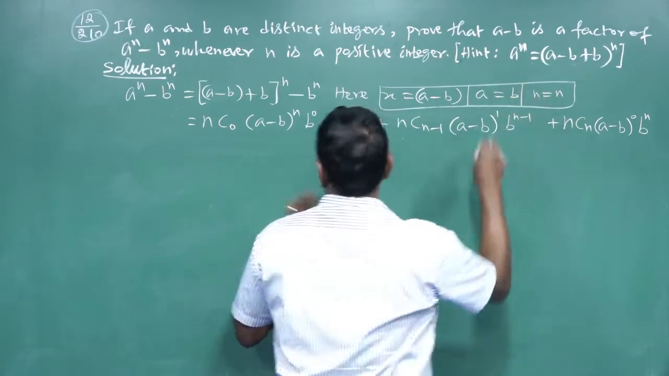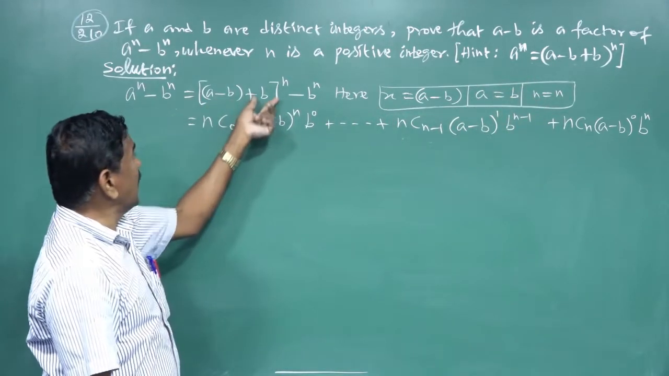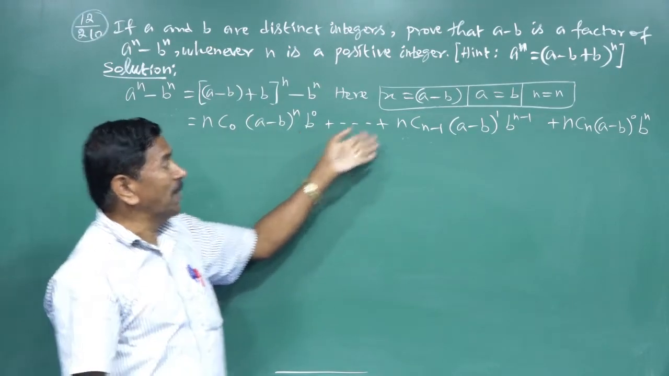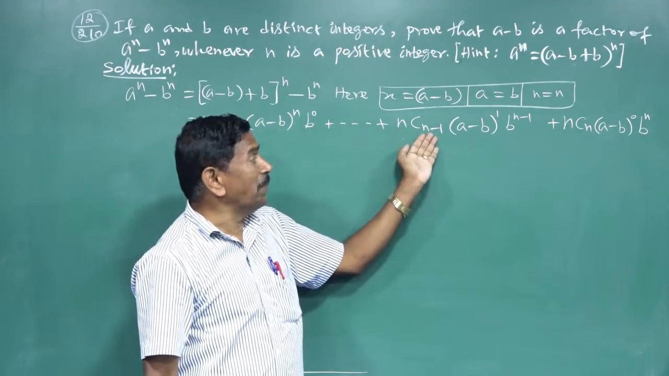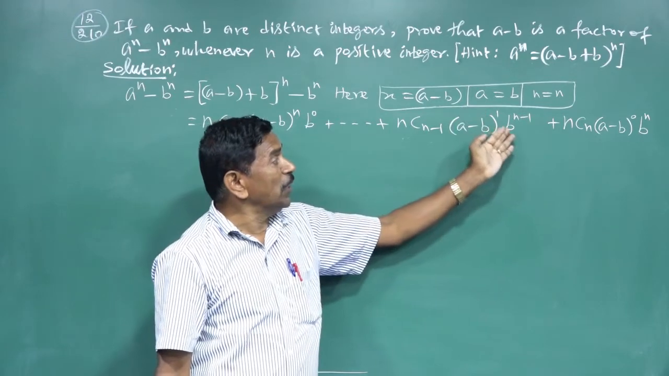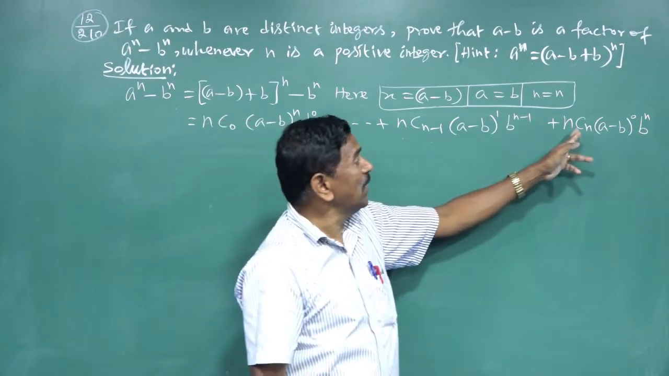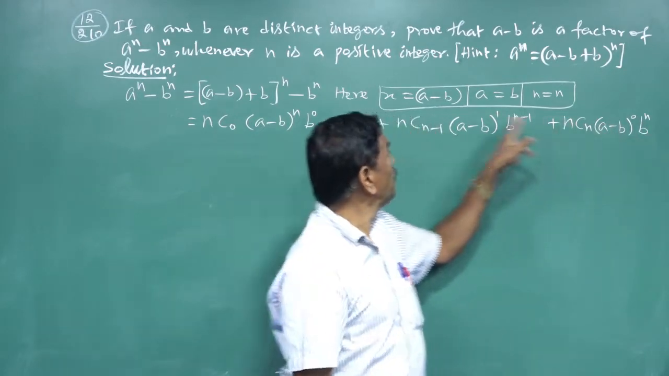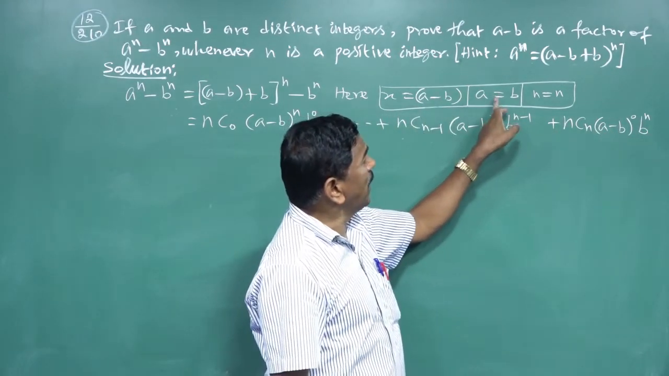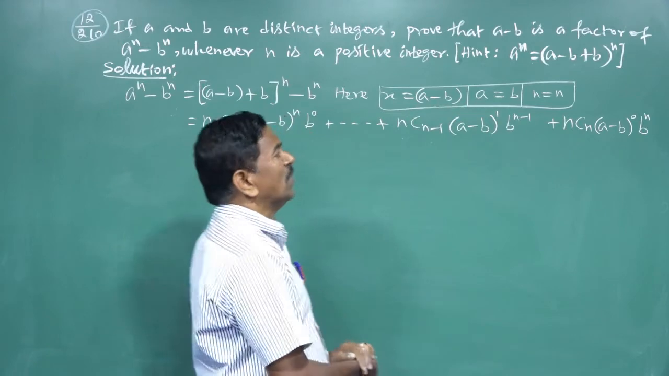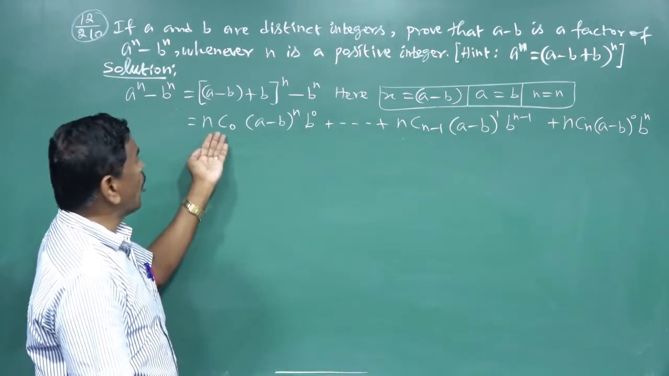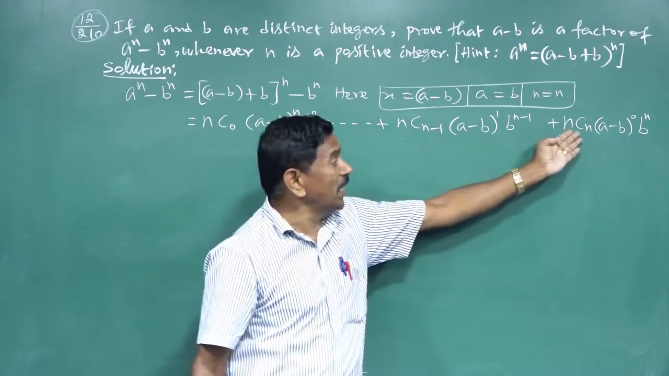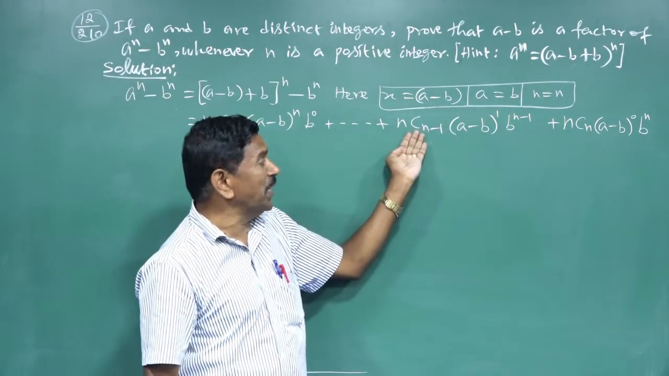Okay. Remember again, (x + a)^n = nC0 x^n a^0 + etc. + nC(n-1) x^1 a^(n-1) + nCn x^0 a^n, where x = a - b and a = b. That's all. And also one more idea: the combinations are increasing, nC0, nC1, etc., nCn, before nC(n-1).